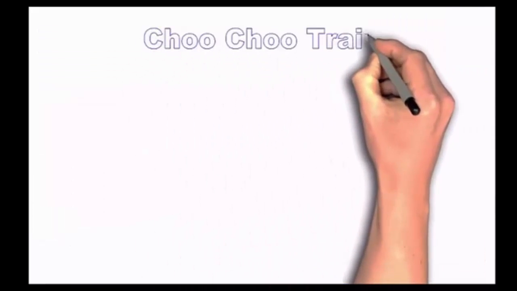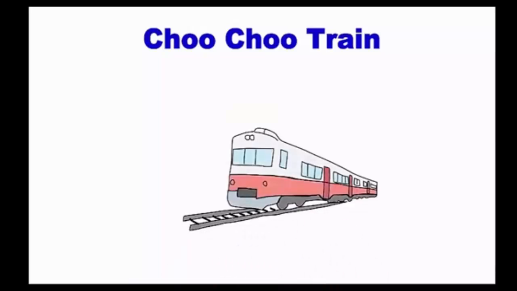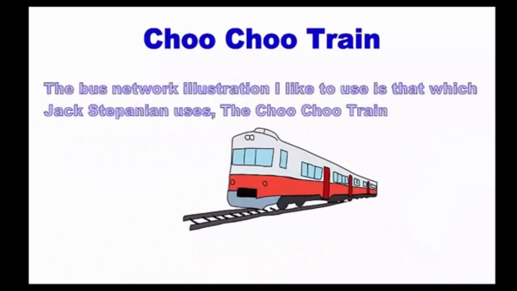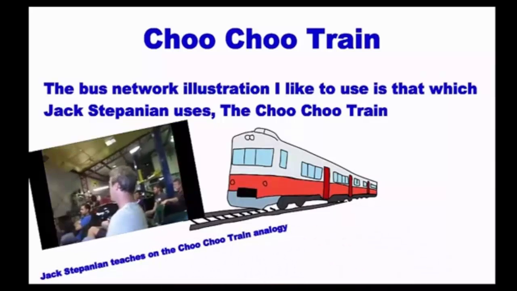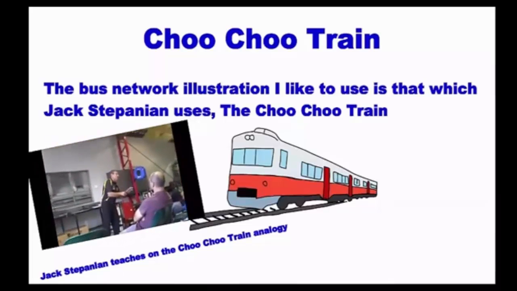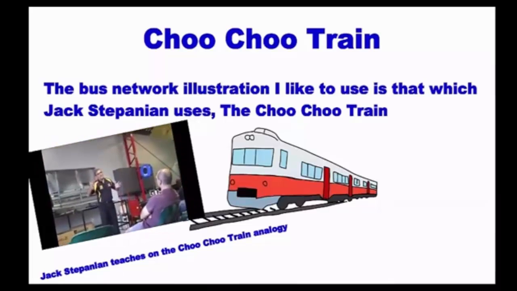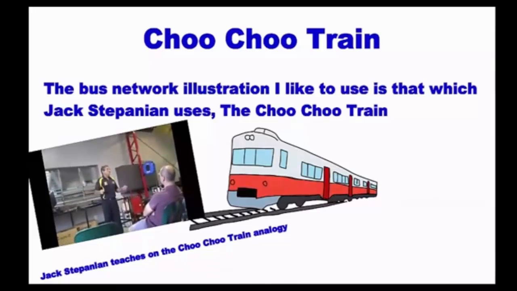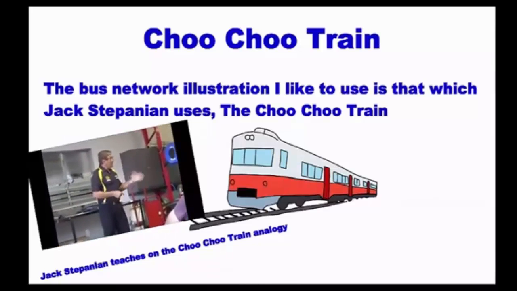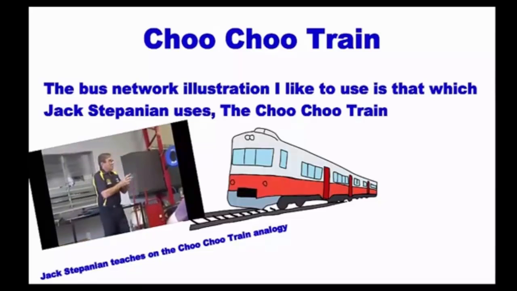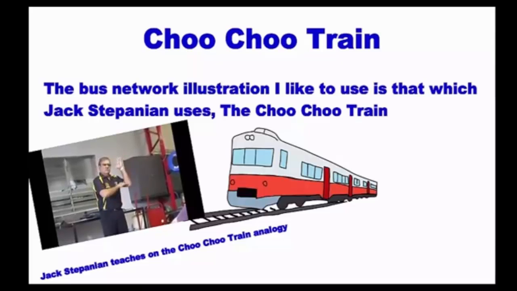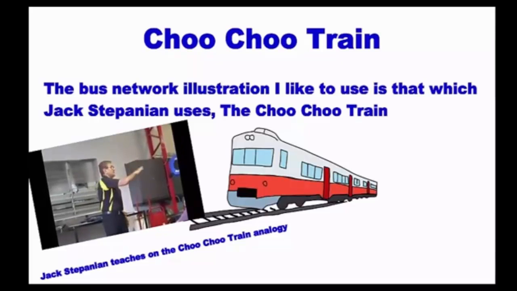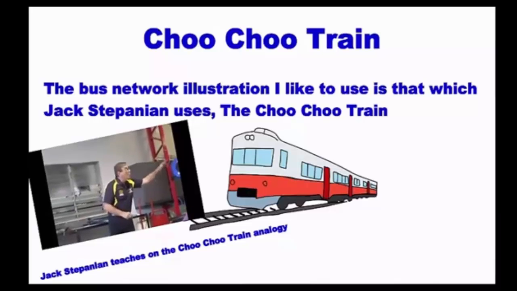Many different analogies have been used to illustrate the bus network systems. The one I like to use is the one which Jack Sepinen uses when he teaches on data bus networks. He loves to use the choo-choo train. And by using this illustration, he shows the students an excellent parallel to the bus network system. Jack would teach, we have the train track. Serial data has the physical layers, the wires. The train has its stations. Serial data has its modules. The train has its circuits. Serial data has its circuits.